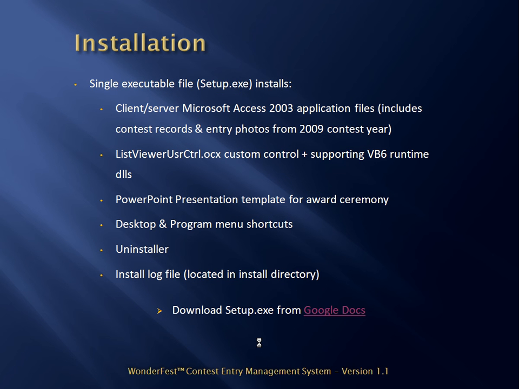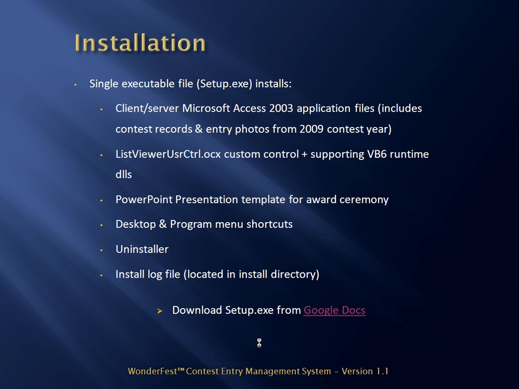So let's talk about the installation. It's a single file that you can download from my Google Docs. It's called setup.exe. Within that setup.exe, it installs the client or front-end Microsoft Access 2003 application. That contains the forms, the reports, the code, as well as the back-end or server database file. And within that, I've included the contest records and entry photos from the 2009 year, just so you can see an example of what the records look like.